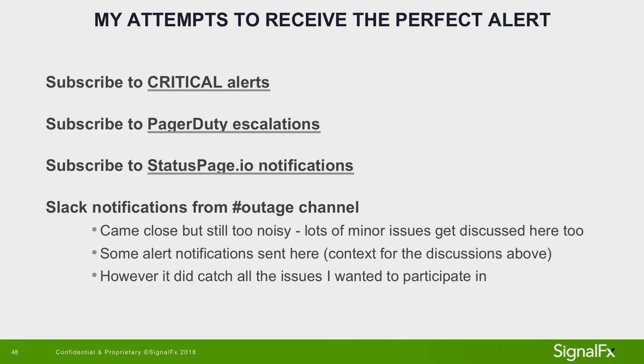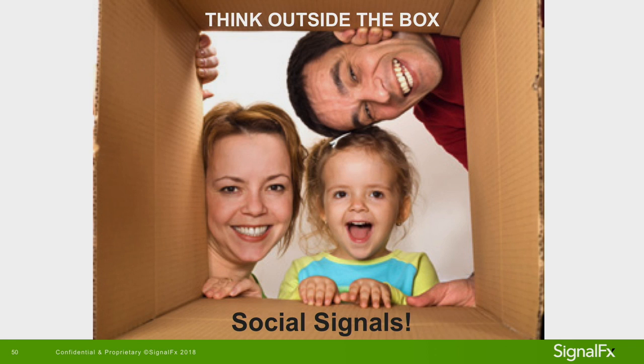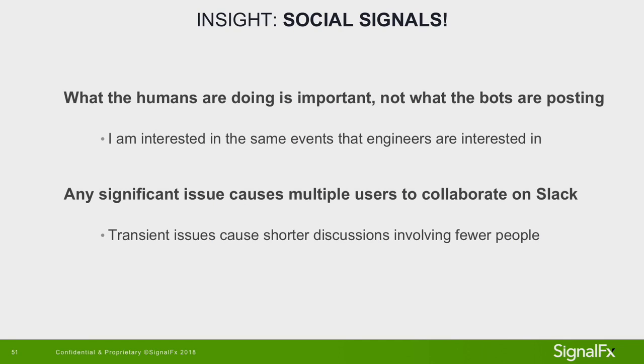So the question is, how do I get rid of all these false positives, right? So how do I solve this problem? And the answer was, as the cliche goes, think outside the box. And in this case, outside the box are some humans. So the insight was, let's look at social signals. And there's a reason for it, right?